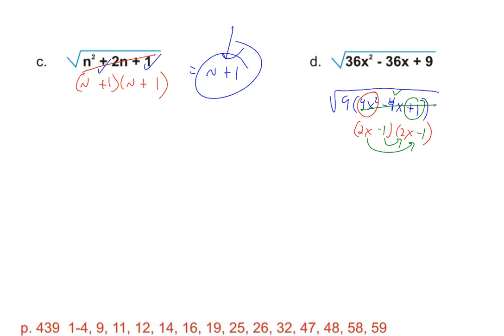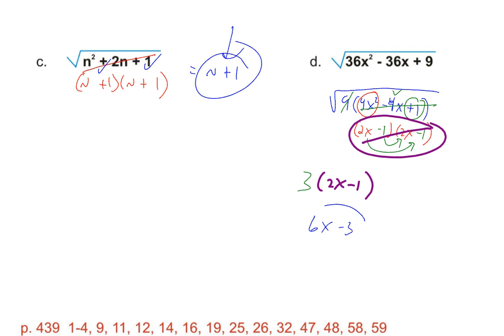So, did you take the square root of 9 and get 3? Did you take the square root of 2x minus 1 times 2x minus 1 and get 2x minus 1? Did you finalize your answer using the distributive property and get 6x minus 3? Everybody get it? Good job. Doesn't it make sense? Aren't we factoring? Isn't that how you take roots? You factor?